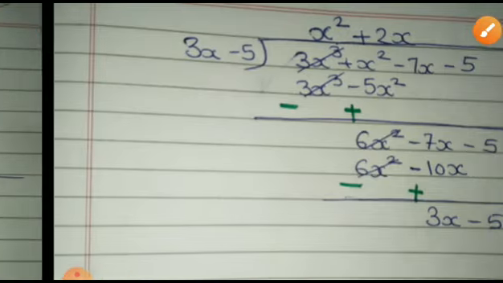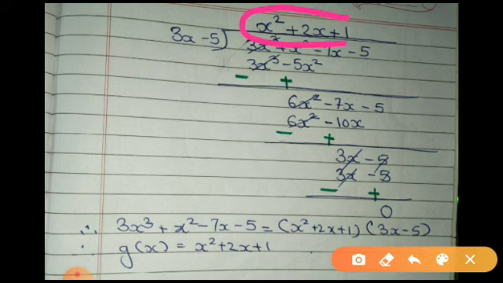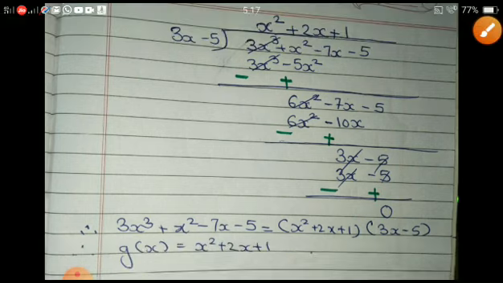Clear? So in this case, whatever I am going to get here, x square plus 2x plus 1, is nothing but your g of x. So g of x is equal to x square plus 2x plus 1.